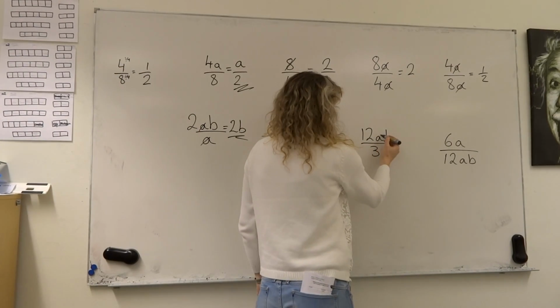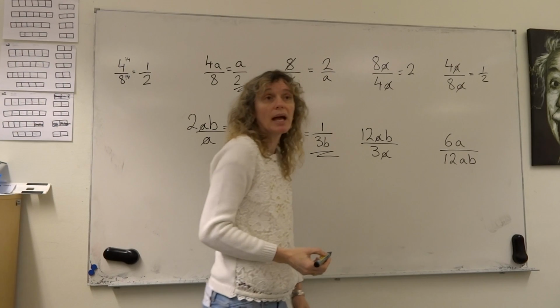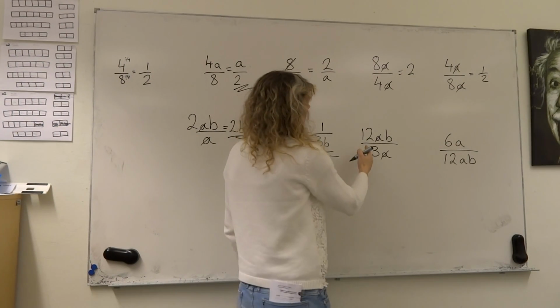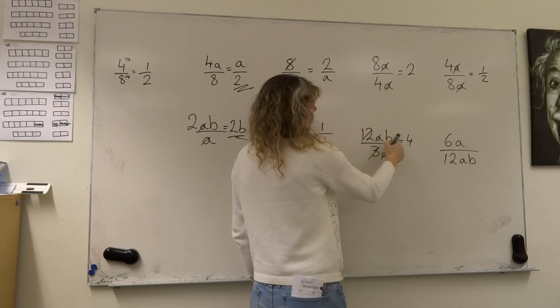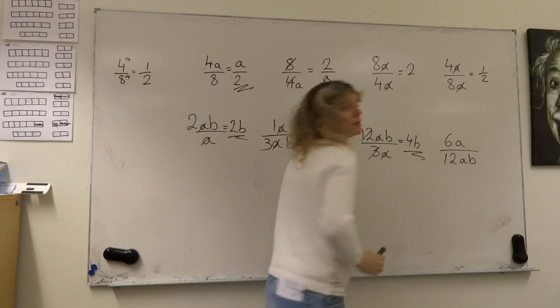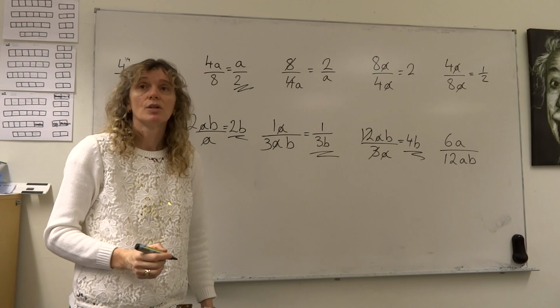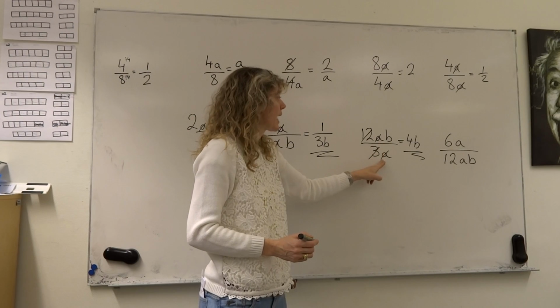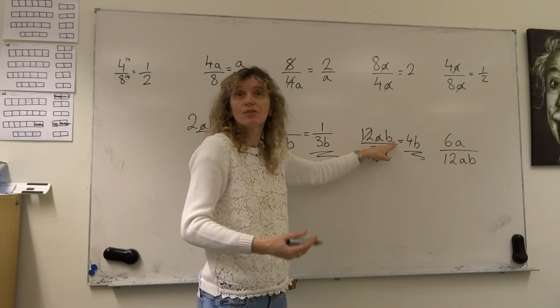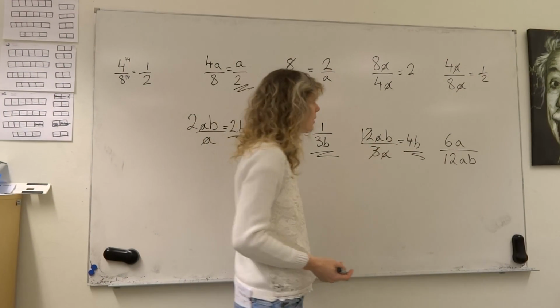Here we have an a divided by an a, so that will cancel to 1. And then we get 12 divided by 3 is 4. And what have we got left over? That little b there. So we put it in our answer too. So this one simplifies to 12 divided by 3 is 4. The a's cancel, the b is left. Whatever's left also goes after the number.